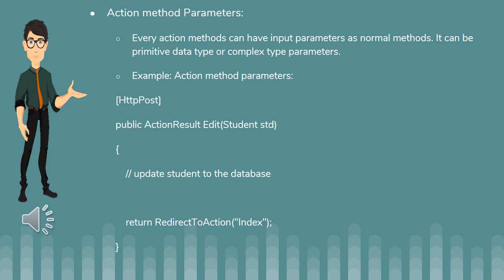Action method parameters. Every action method can have input parameters like normal methods. They can be primitive data types or complex type parameters, as shown. By default, the values for action method parameters are retrieved from the request's data collection. The data collection includes name/value pairs for form data, query string values, or cookie values. Model binding in ASP.NET MVC automatically maps the URL query string or form data collection to the action method parameters if both names match. Visit the Model Binding section for more information on it.